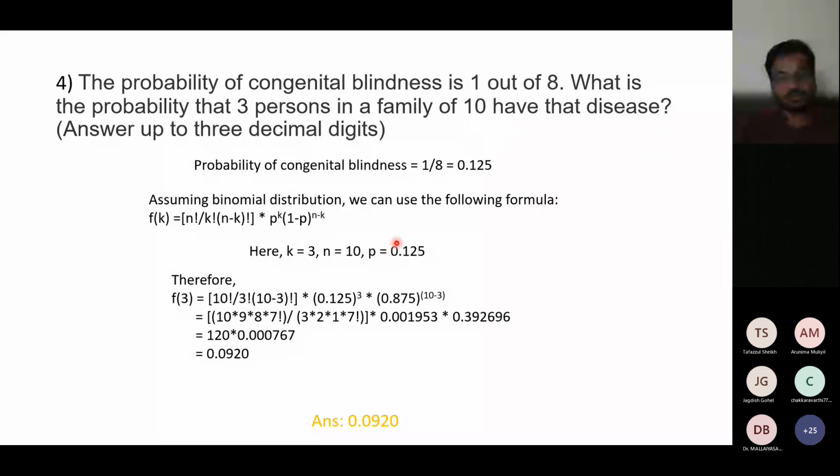So we use the direct formula for the binomial distribution. Here k is equal to 3, which is the number of successes, or the number of persons having the disease. N is equal to 10, which is the total number of events, or the total number of family members. And the probability p is equal to 0.125. So we just plug these values in and calculate. Is that clear?